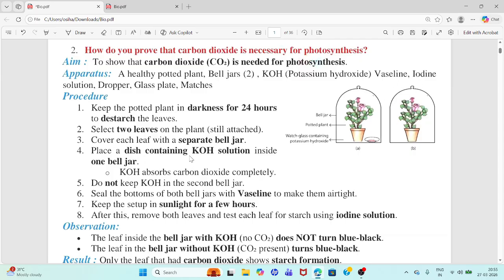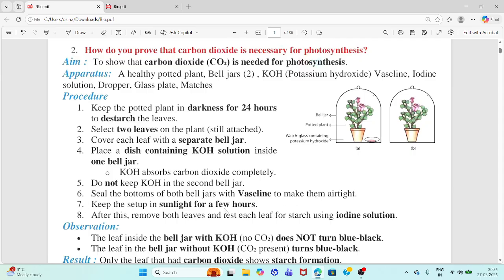Place a dish containing KOH solution inside one bell jar. In one bell jar the KOH solution is present and in the other bell jar it is not present. See here, KOH absorbs carbon dioxide completely. Fifth point, do not keep KOH in the second bell jar. Sixth point, seal the bottom of the bell jars with Vaseline to make them airtight.